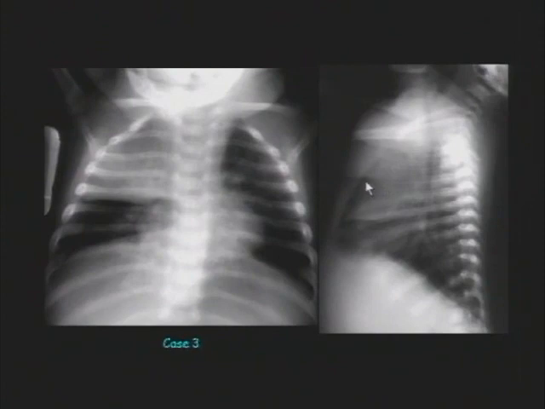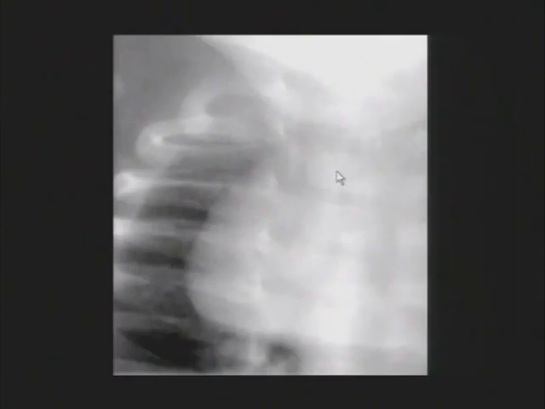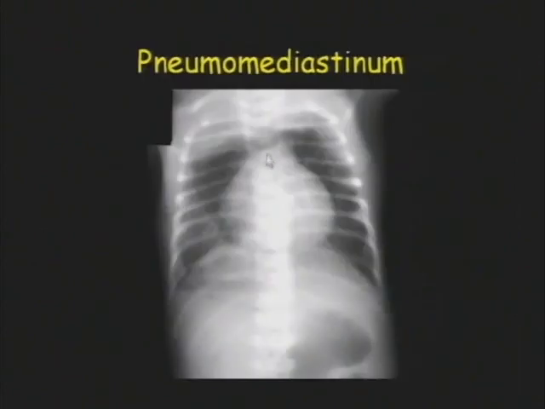If you have a child like this and you have a question, you can oblique them, and if it is a normal thymus, it's an anterior structure, it'll move across, and you'll see the normal aerated right upper lobe behind it.